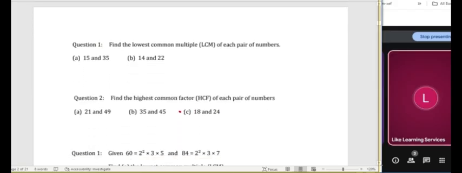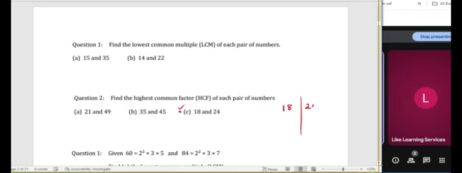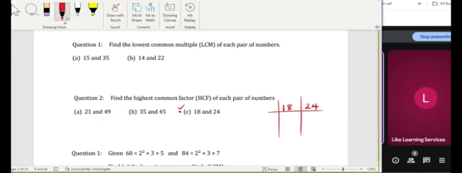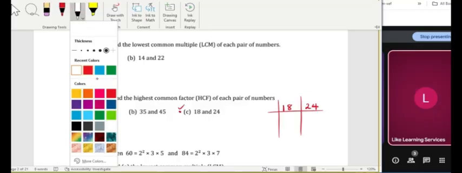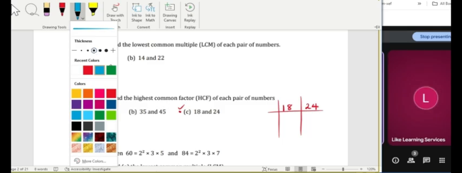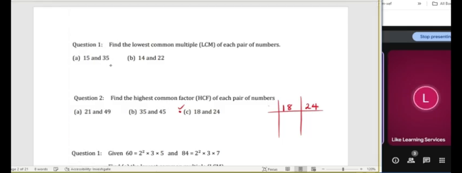This number, you divide. Okay, so let's do 18. The line thing, did you do the line thing? Okay, let's do this one, 18 and 24. Let's start. So you divide both by 2. Let's start with 2. All right, should I find both the HCF and the LCM? Yes. Divide both by 2. Okay.